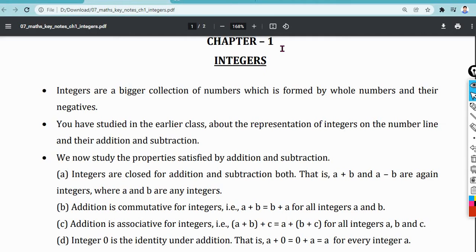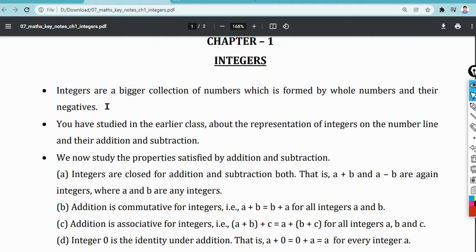Hello everybody, today I am going to teach for class 7 students mathematics chapter 1 integers. In this video you are going to learn what are integers. So first of all I want to tell you the definition of integers. Integers are a bigger collection of numbers which is formed by whole numbers and their negatives.